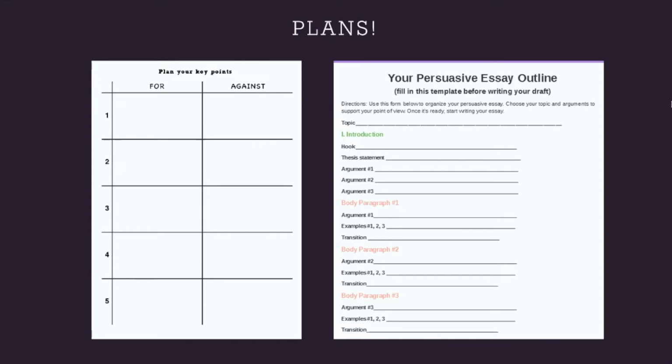Some people's topics that they've picked might not fit neatly into these kind of plans and templates, and that'll be up to you to work through that. Independent piece of writing, like I said.